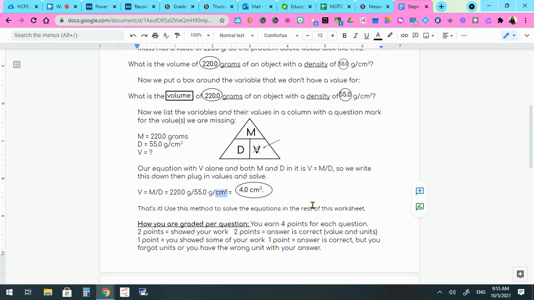So use this method to solve the equations in the rest of this worksheet. You have 5 questions. You will earn 4 points for each question. That's how many possible points you can earn. So this is a 20-point assignment. You will get 2 points per question when you show your work, and 2 points per question if you get the answer correct with the correct unit.